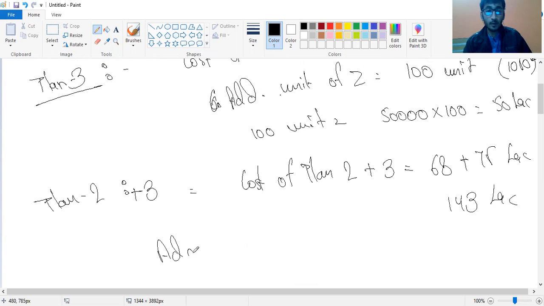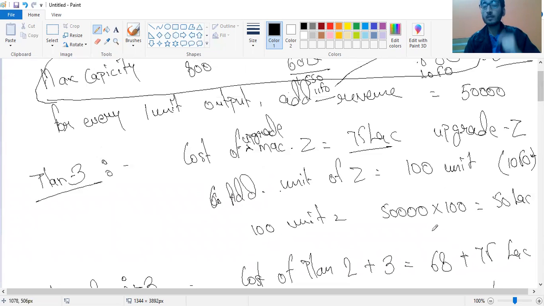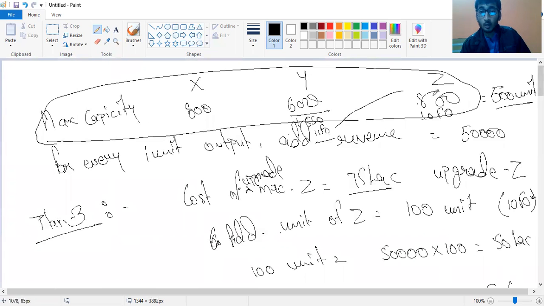Now, additional revenue. How much would be additional revenue if you go with plan 2 as well as plan 3? I can say it would be increased from 500 to 800. Since machine X has maximum output of 800 units, we are not going with plan A. Still, we have not discussed plan A. I am just saying we are going only with plan 2 and plan 3. So how much maximum additional units would we be able to manufacture? Since X has the output of 800, 800 would flow to Y and only 800 would flow to Z.